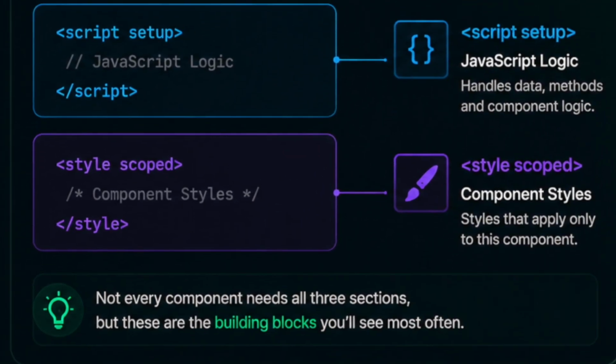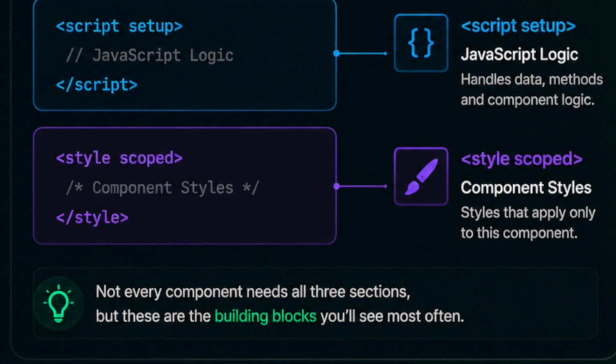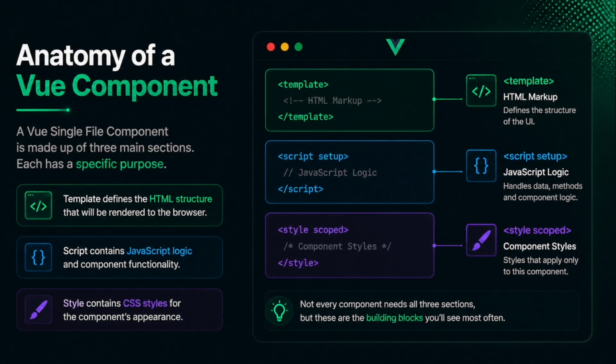The style section contains CSS, used to style the component. You may also see the scoped attribute attached to the style tag. When a style is scoped, the CSS only applies to the current component and won't accidentally affect other parts of the application. Not every component needs all three sections, but these are the building blocks you'll see in most Vue applications. For now, we'll focus only on the template section.